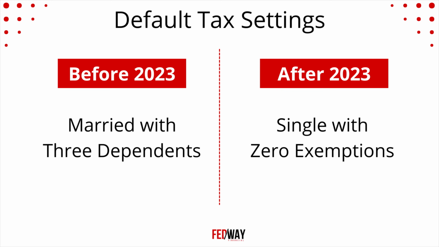For these payments, federal taxes will be withheld as if you're single with 0 exemptions. It's important to note that this tax withholding started in 2023. For individuals who have installment plans that started before 2023, your default withholding is set as if you're married with 3 dependents. If you want a different withholding than the default setting, you can change your tax percentage, or you can have no taxes withheld at all.